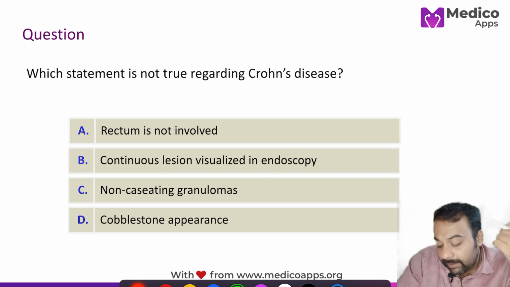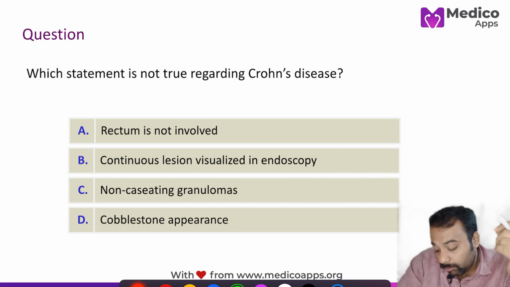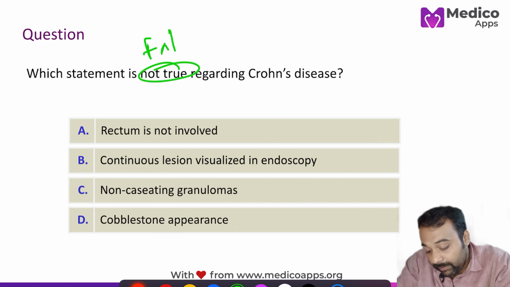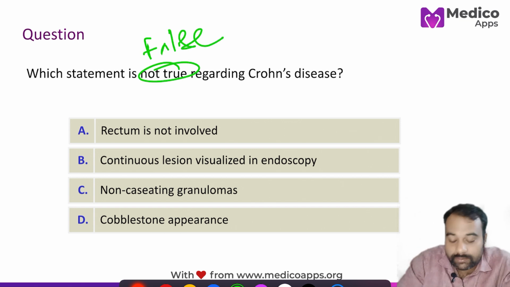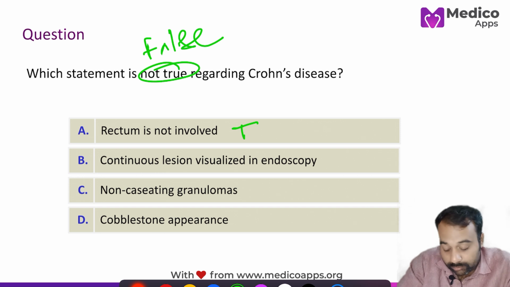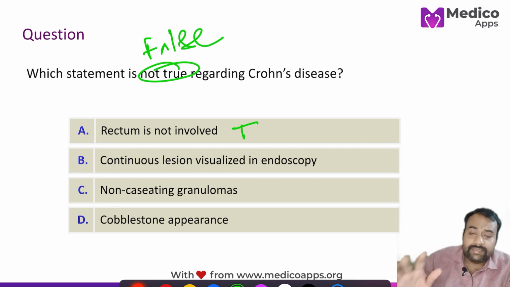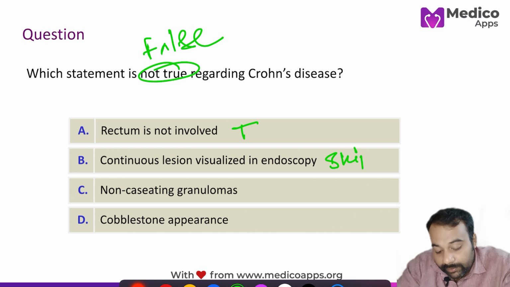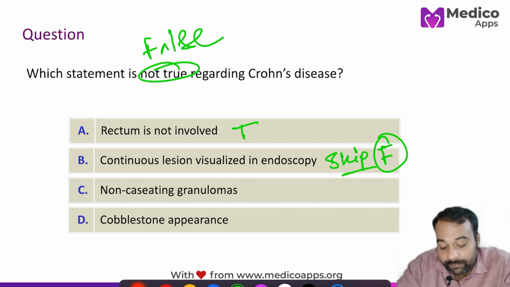Okay, so let's go to the question again. Which statement is not true, or which statement is false, regarding Crohn's disease? Your option A, rectum is not involved. Yes, rectum usually gets spared, so this is a true statement. Then, the continuous lesion visualized in the endoscopy. Is it so? No, it's the skip lesion. So this is a false statement.